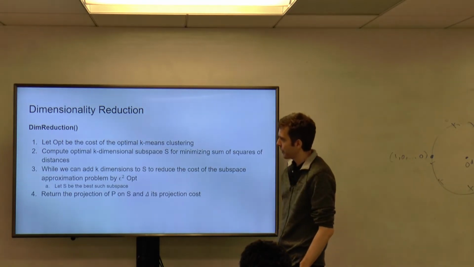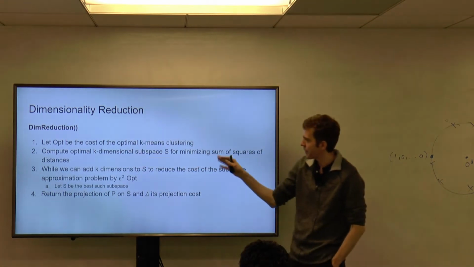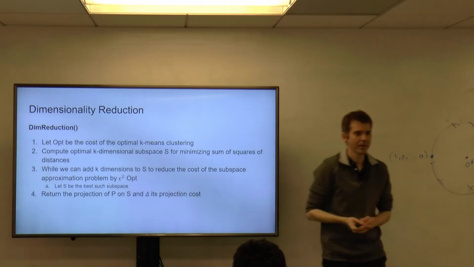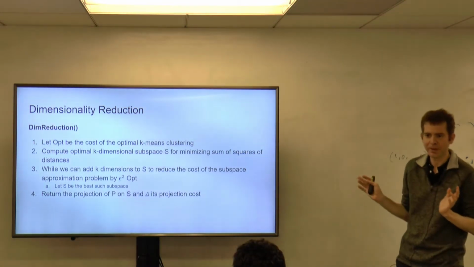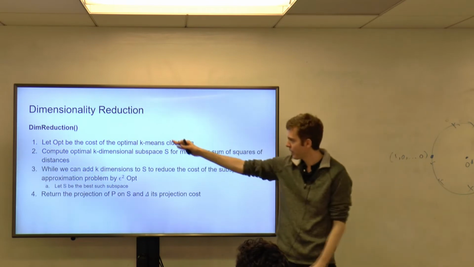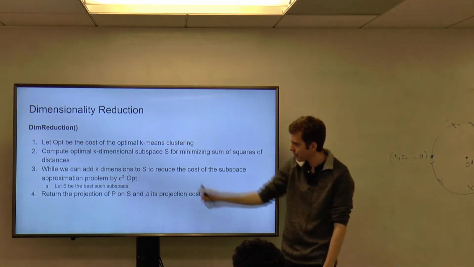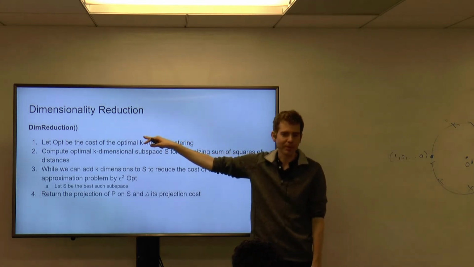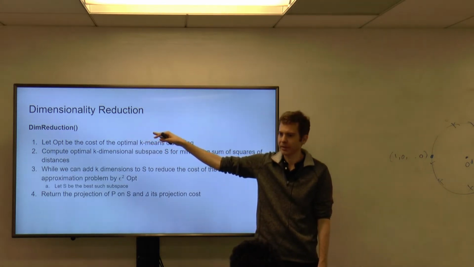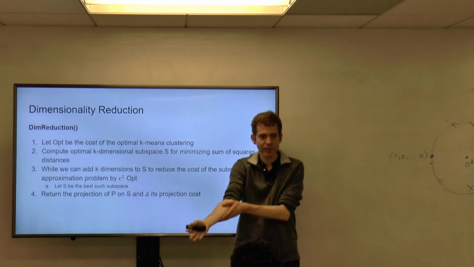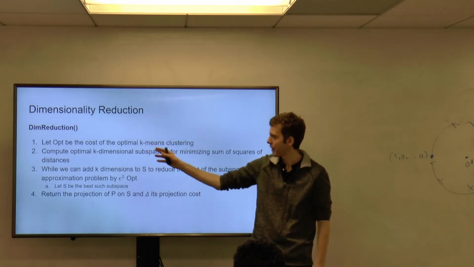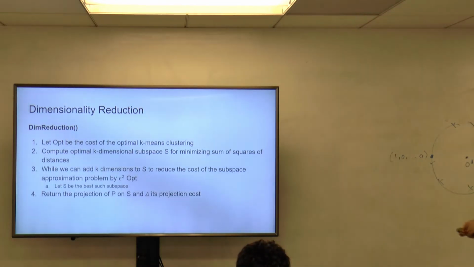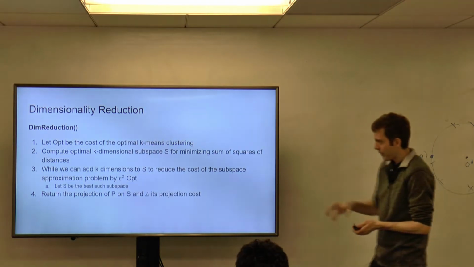The first step of the procedure is to compute the optimal k-dimensional subspace S for minimizing the sum of squares of distances of your points to it. This can be done efficiently, right? This is just the singular value decomposition. So this is the best k-dimensional subspace. And note that the cost of using this space S is at most the cost of the optimal k-means clustering. Is that clear? Because the k-means necessarily lie on some k-dimensional space, and you're finding a k-dimensional space which minimizes the sum of squares of distances.